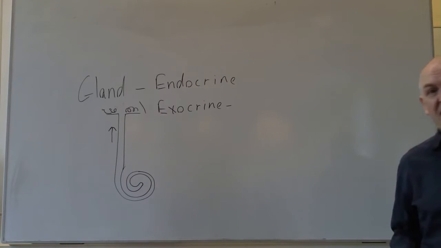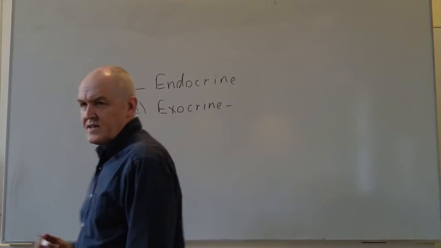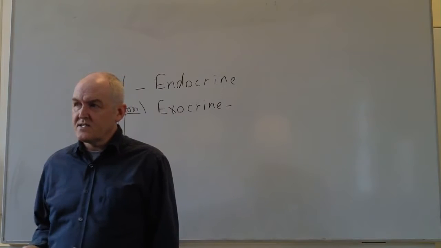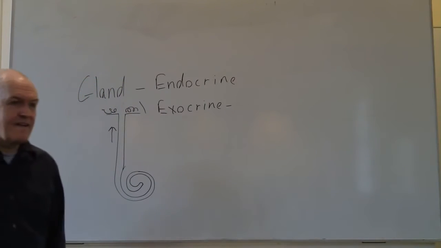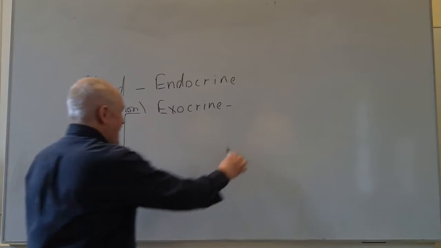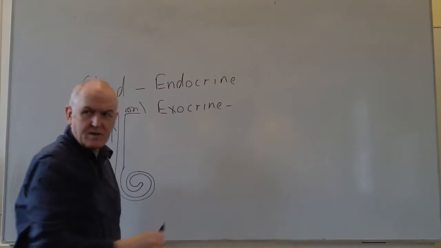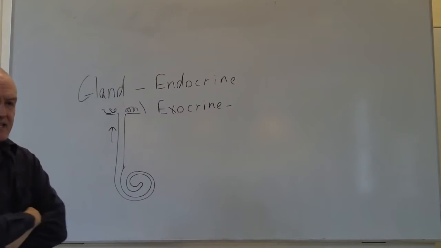So you might think of salivary glands. They produce saliva, and then you have salivary ducts taking the saliva into the mouth. So exocrine glands export produced material from the gland via a duct. They export it.